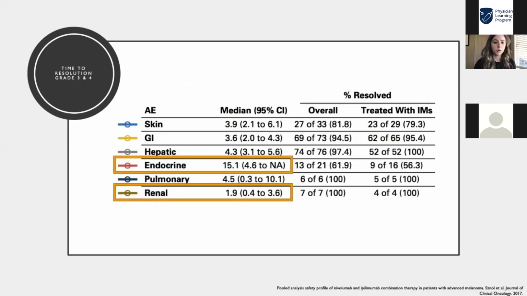This was a portion of figure 4 from the same paper that outlines the time to resolution of these high-grade adverse events. The median time at shortest was 1.9 weeks for our renal system, and at longest was 15 weeks for endocrine systems. Median time to resolution was 5 weeks overall, with the exception of endocrinopathies, and the majority of these patients were treated with steroids.